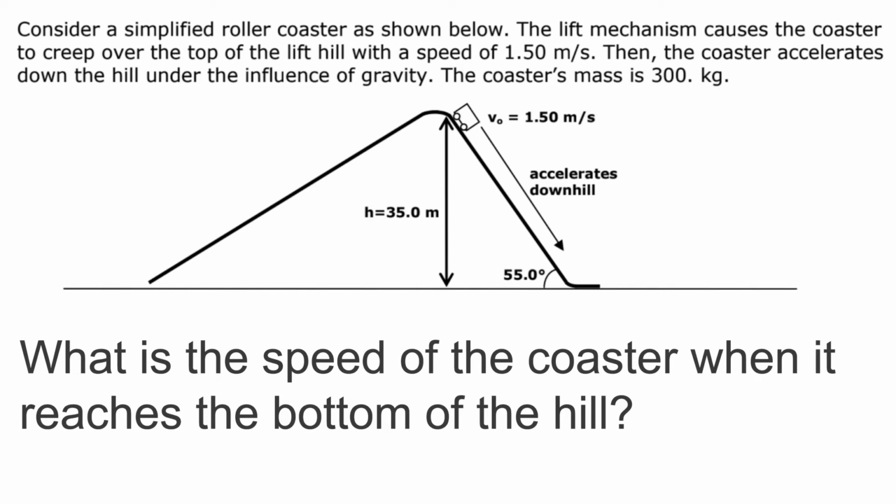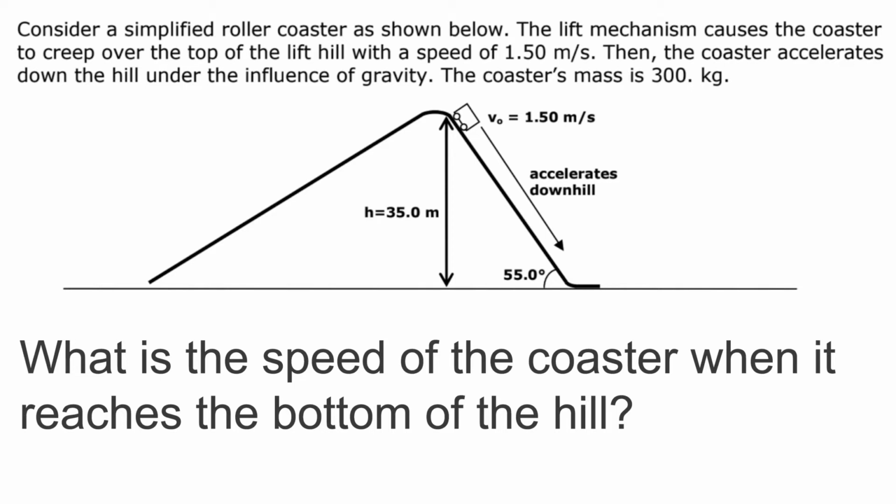In this video, we will consider a simplified roller coaster as shown in the diagram here. We're going to assume that the lift mechanism causes the coaster to creep over the top of the hill with a very small speed, 1.5 meters per second. Then the coaster is going to accelerate down the hill under the influence of gravity.